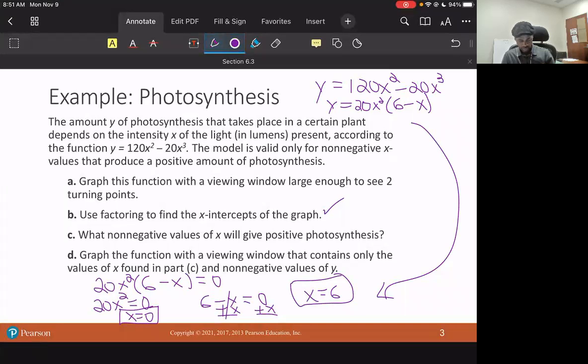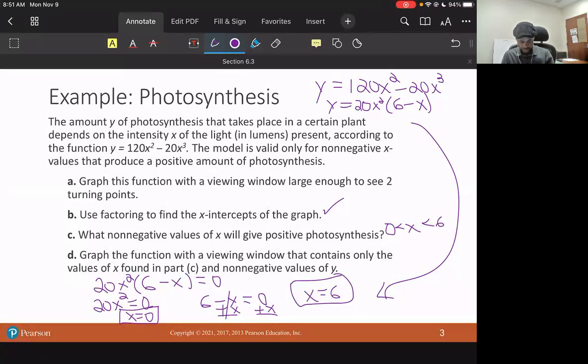What non-negative values of x give positive photosynthesis? The way we're going to do this is we're going to say x is between 0 and 6. Notice I didn't use an equal-to bar because 0 is not a positive number, right? 0 is a 0. So anything between 0 and 6 will give positive photosynthesis.